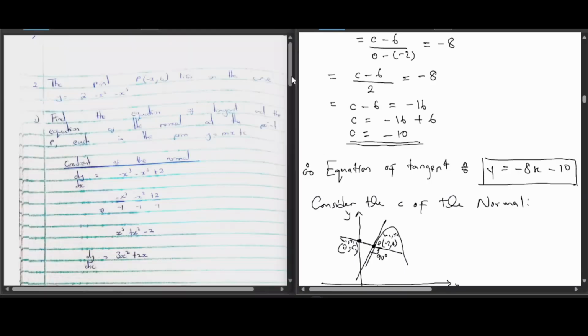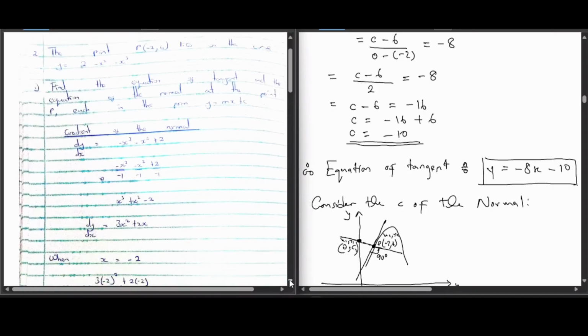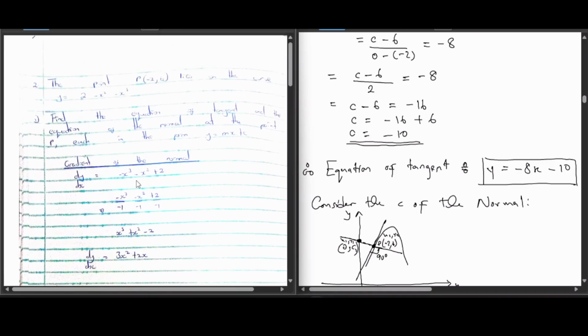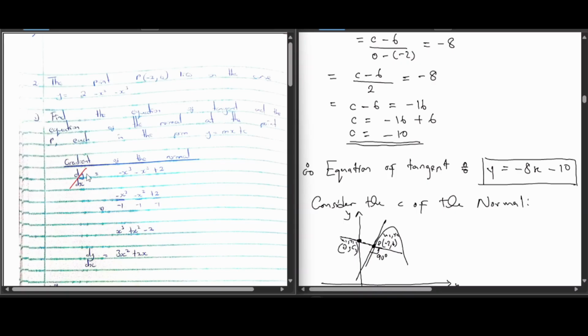student. Looking at it like this, we see that the student said gradient of the normal, okay? Then dy dx is not, is it equal to this? No, this is y. So the student rearranged y. So here it should not be dy dx. Y is equal to minus x cubed minus x squared plus 2. So what then is this?